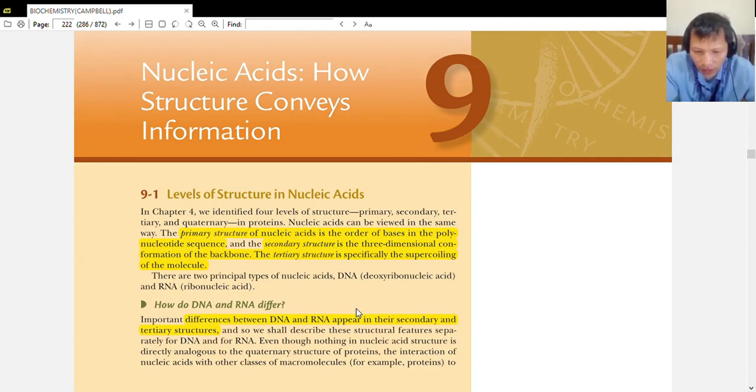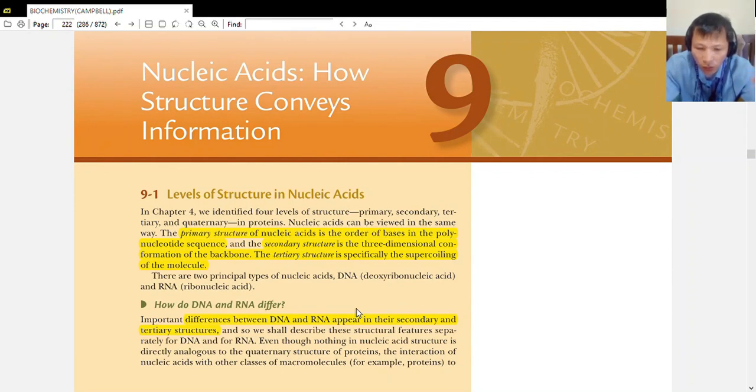So anyway, in nucleic acid, as you can see from the main text that we are referring to, your nucleic acids also have primary, secondary, and tertiary structures, unlike your proteins, which go up to a quaternary structure. The primary structure of a nucleic acid is the order of bases, meaning part of your nucleic acid is the nitrogenous bases. You have four types of nitrogenous bases.